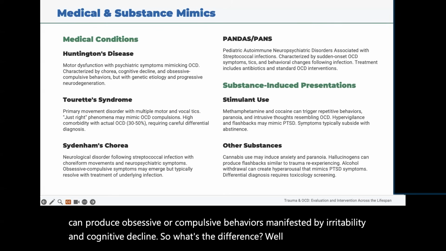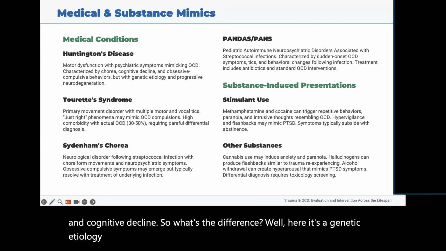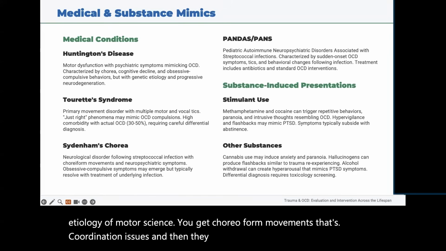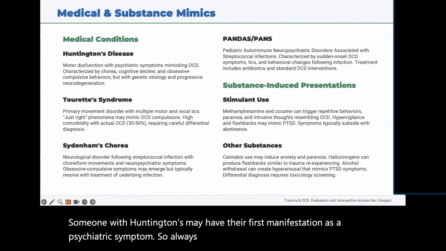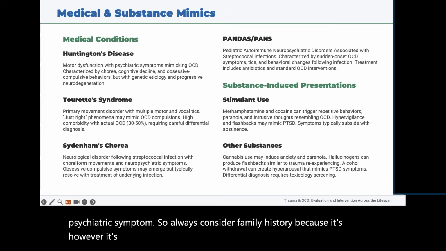So what's the difference? Well, here it's a genetic etiology with motor signs. You get choreiform movements, that's coordination issues, and then they gradually deteriorate over time. Someone with Huntington's may have their first manifestation as a psychiatric symptom. So always consider family history, because it's heritable.